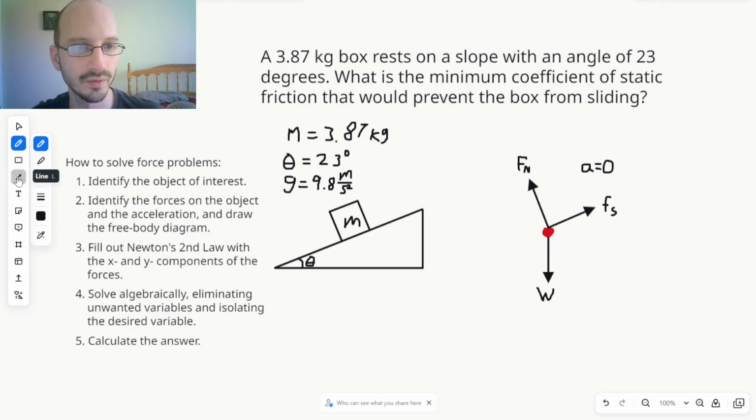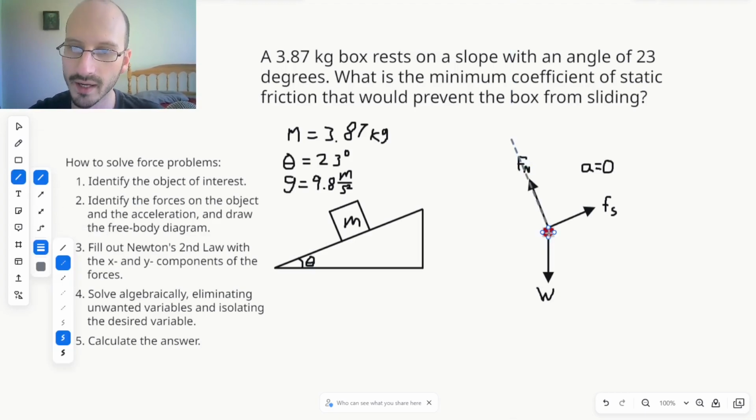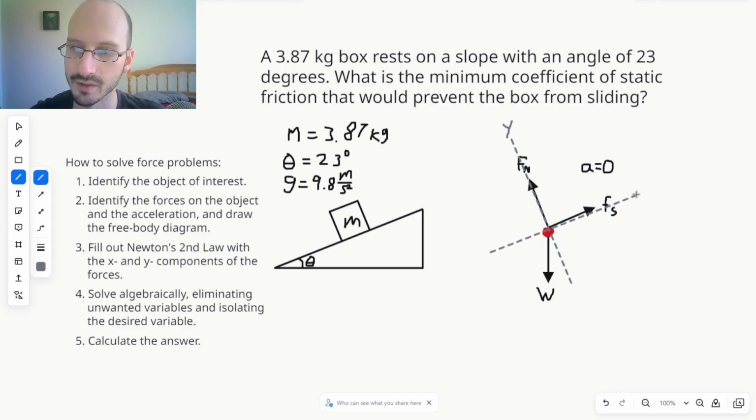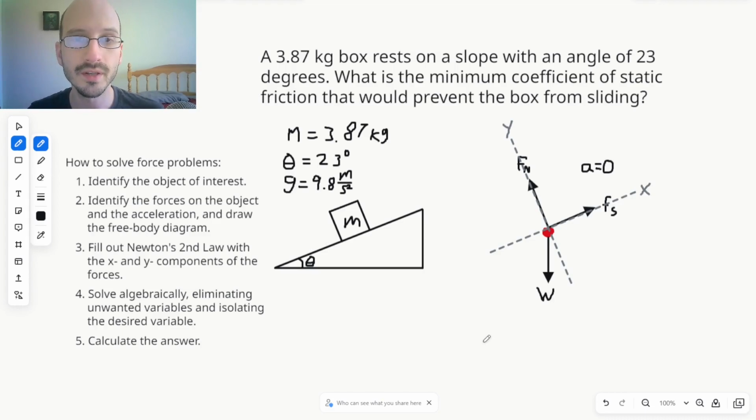So what we can do with the slope is draw the y-axis perpendicular to the surface and the x-axis parallel to the surface. Why do we do this instead of having it horizontal and vertical? The reason is because this way, more of the vectors lie on the axes. So we have to break fewer of them into components.